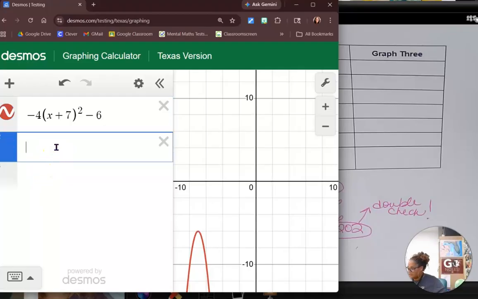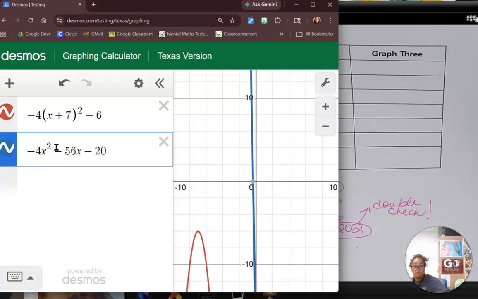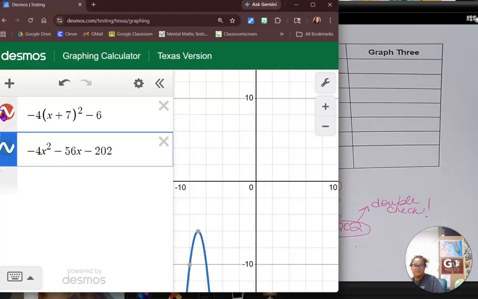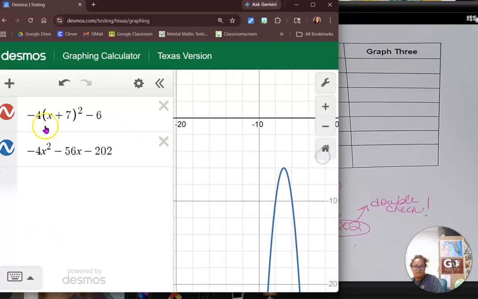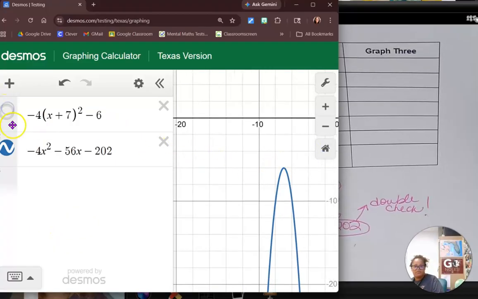Then we'll also say -4x squared minus 56x minus 202. And then it covered my red graph. So there's my red. Oops, I can move the red down and now I see it. I can move the blue down and now I don't see it. See the red, see the blue. Okay, so typically when I turn one off, I can see the other. So red, blue, they should be the same. That's what it looks like when you're checking in Desmos.